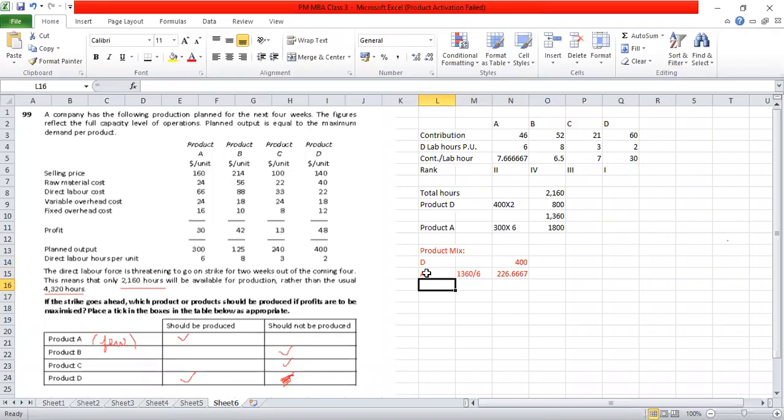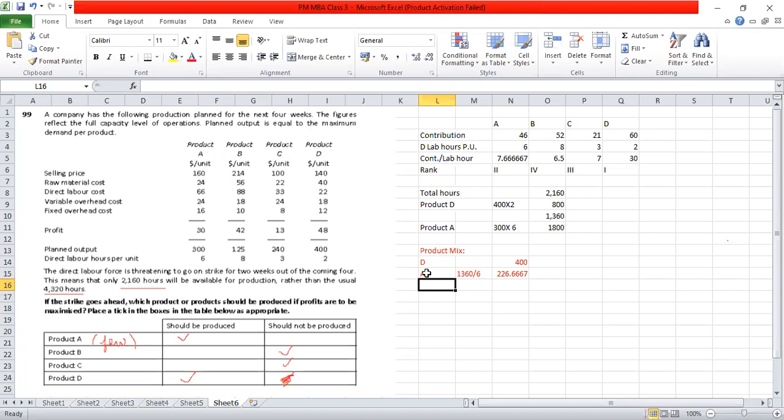This is not asked in the question, but if they ask such an extension of the question, the steps are: first find out the contribution margin per unit of the limiting factor, rank the products, and accordingly take a decision about which one to be produced and which one should not be. Or proportionately, if we are asked, this is how we do it. Product mix: the first rank is given to product D. So product D, 400 units, all of them will be produced.